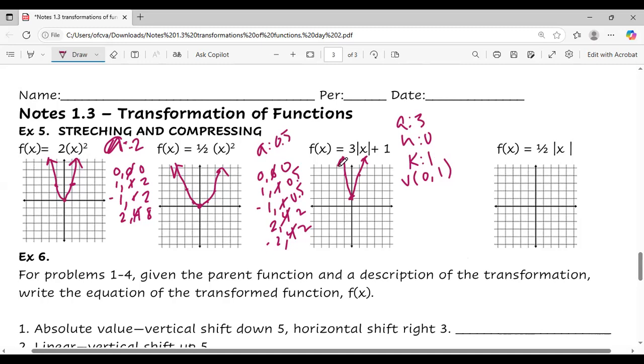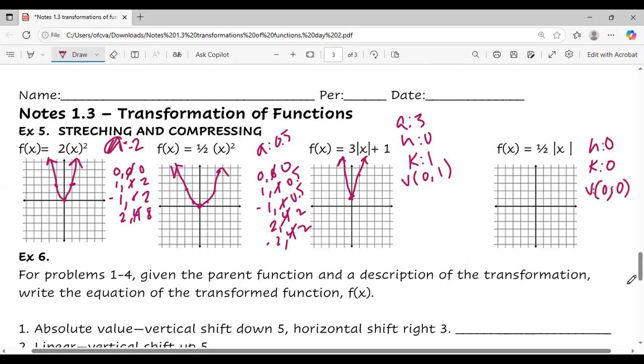So this one here, notice that this got a lot narrower than the actual parent graph. The parent graph will go through 1, 1, 1, 1, so it will be a unit of width over a unit of width. So this one is going to make your graph wider than the parent graph. There's no H and no K. So if H is 0 and K is 0, then your vertex doesn't get affected. Your vertex is still at 0, 0.